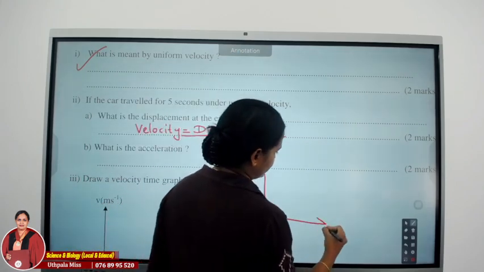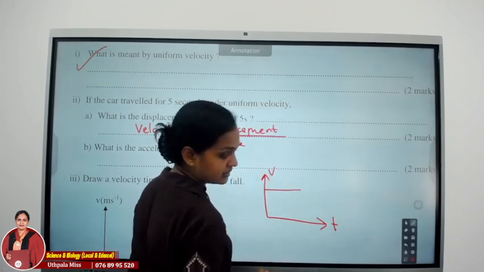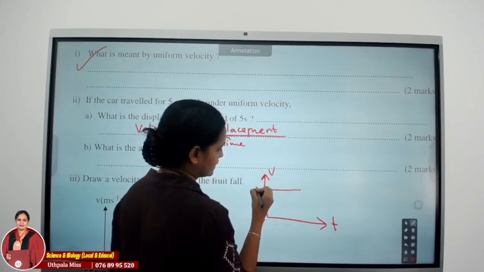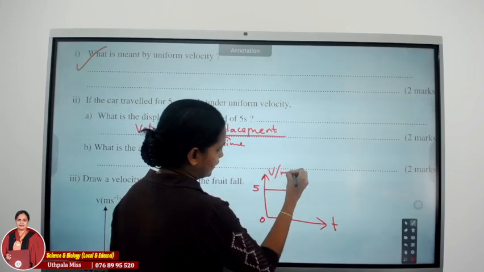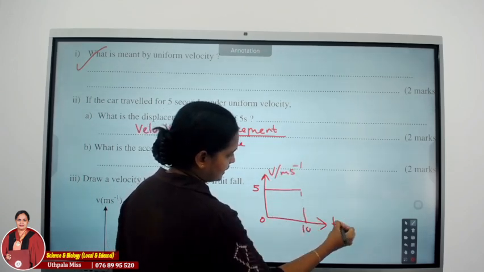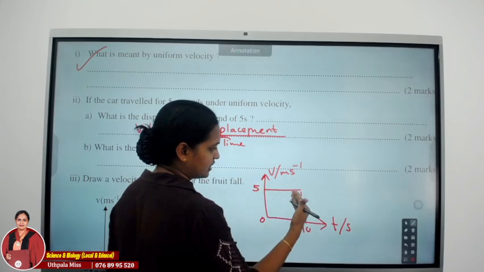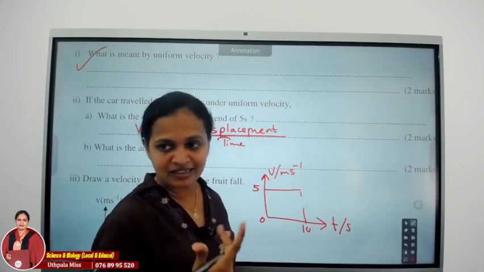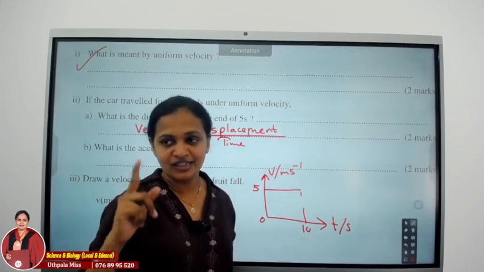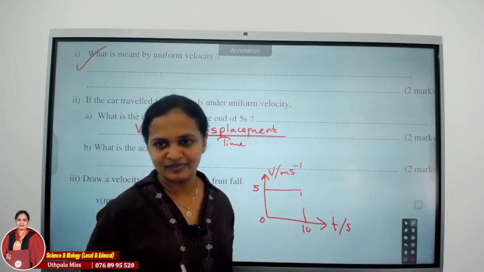If we draw a velocity time graph, uniform velocity is indicated like this. Time passes, but the velocity has the same value. We'll say 5 ms⁻¹. Time passes, here the time is 10 seconds, but the velocity remains unchanged. Then it is the uniform or constant velocity. You can't say velocity increases, then it would be an acceleration. Right?